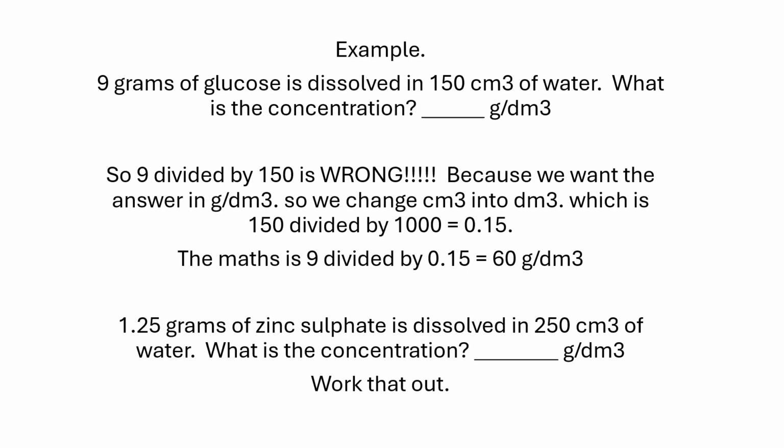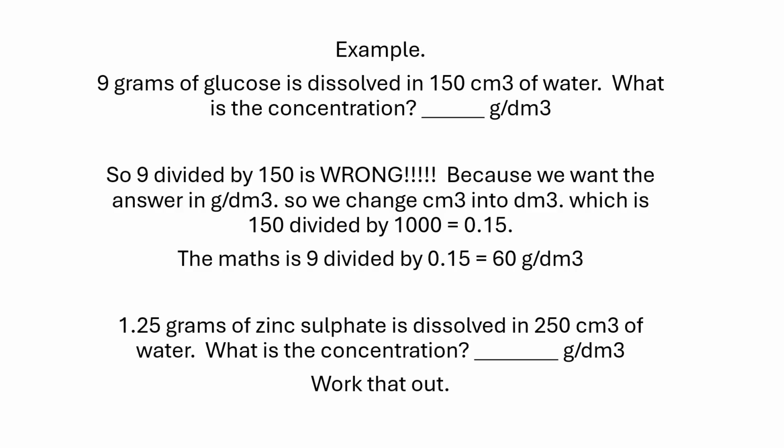So here we've got some examples. We'll look at the first one, and then you can do the second one on your own. For the first one, 9 grams of glucose is dissolved in 150 centimeters cubed of water. What is the concentration? But we're not looking for grams per centimeter cubed, we're looking for grams per dm cubed, which is different, so we need to change the 150 into the number that we want. So 9 divided by 150 is wrong.